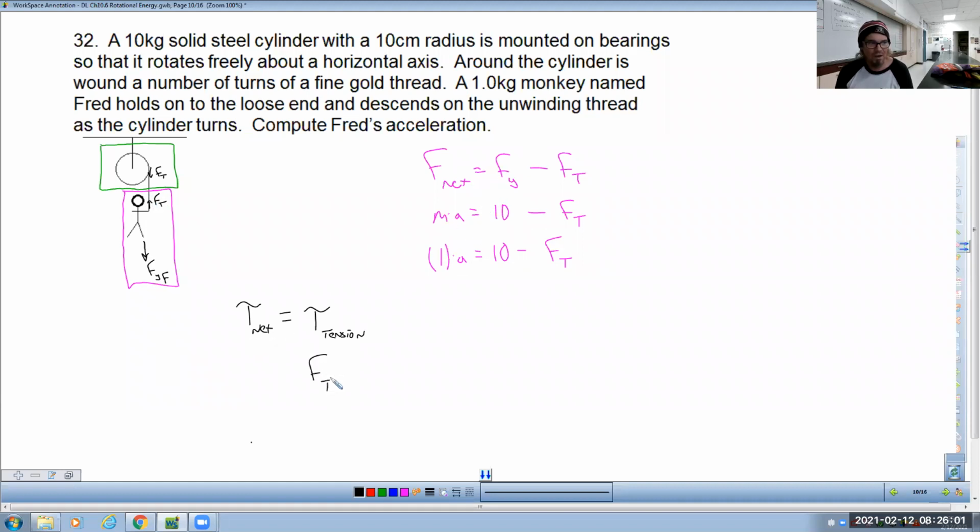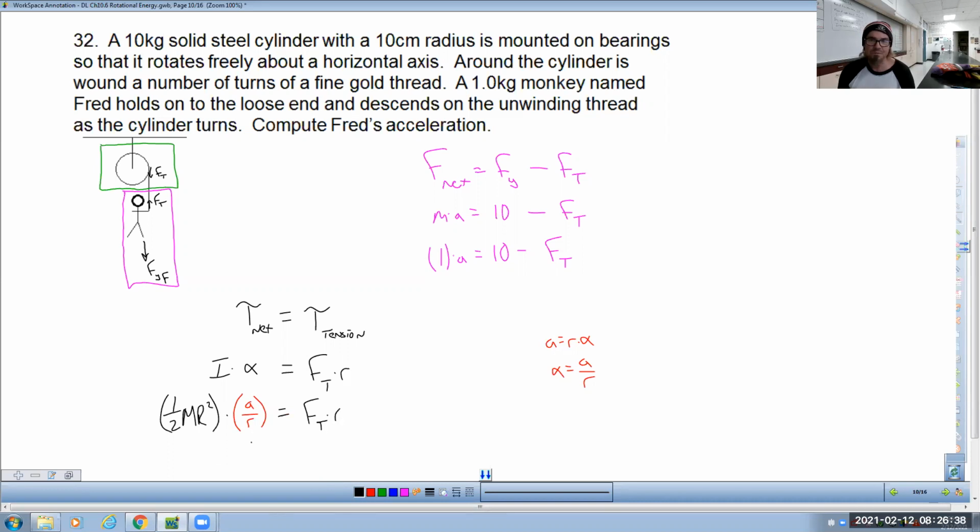All right, so F_T times R equals I times alpha. For a solid cylinder, we already saw this earlier, I is equal to 1/2 mR². And then for alpha, I'm going to do a substitution there as well. Now let's use red for this. We know that a equals R times alpha, which means that alpha equals a divided by R. So I can do a substitution here that says a divided by R, and then equals F_T times R.